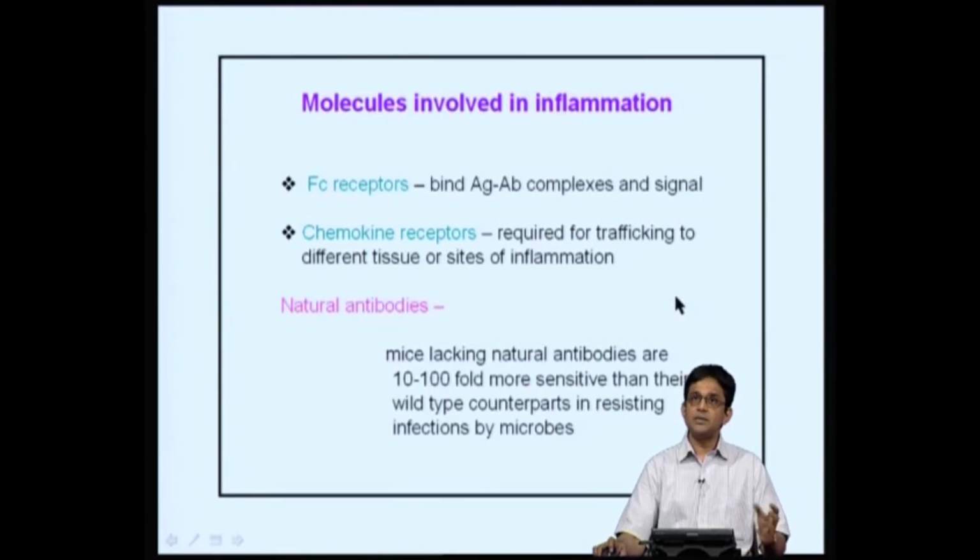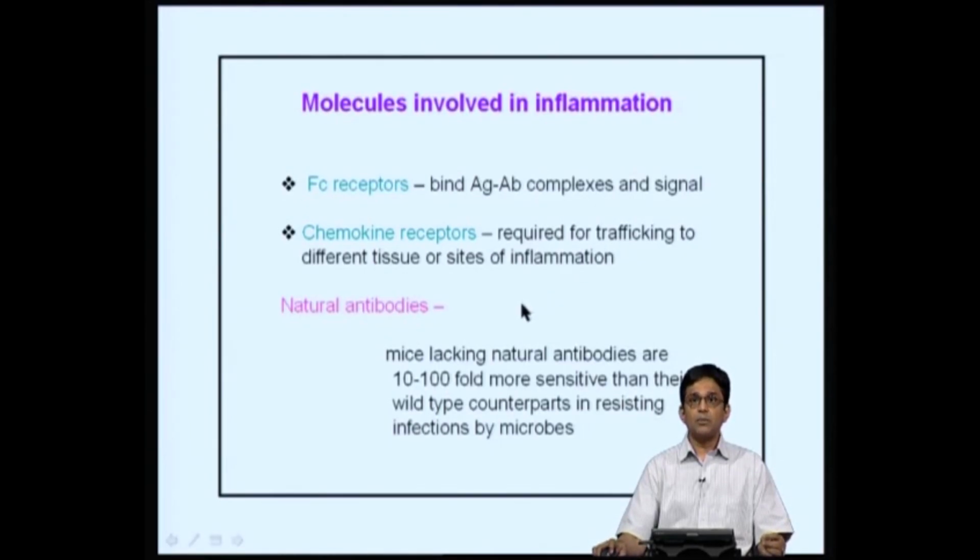So, FC receptors will bind to antigen antibody complexes, and these signal. FC receptors are particularly important, for example, in signaling during allergies. Then you have chemokine receptors, which are required for trafficking to different tissues or sites of inflammation. An important chemokine receptor is CCR5, which is important for entry of HIV.